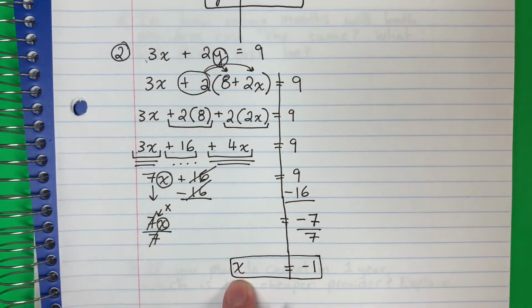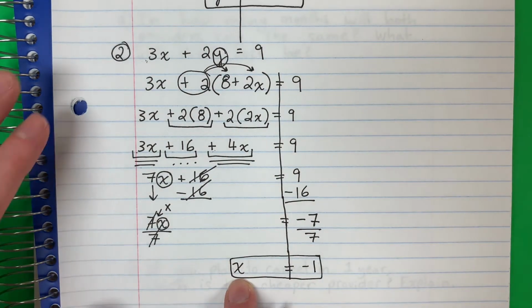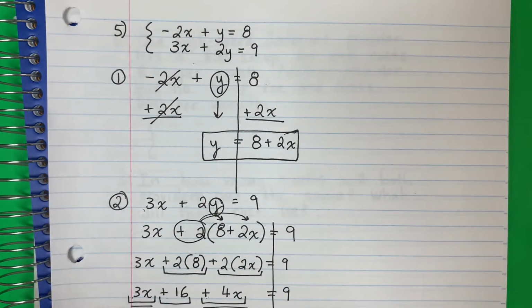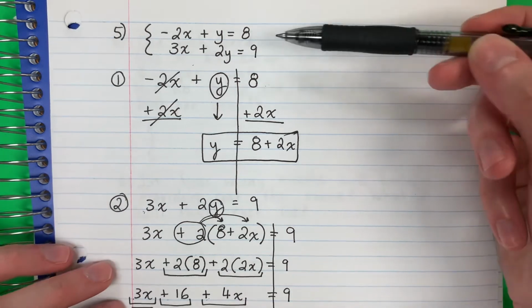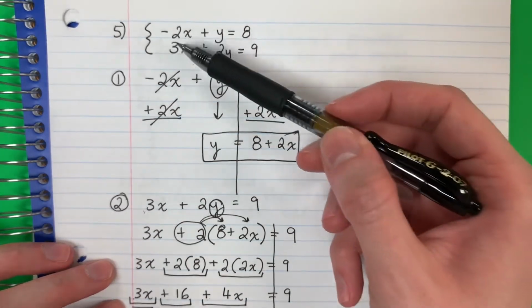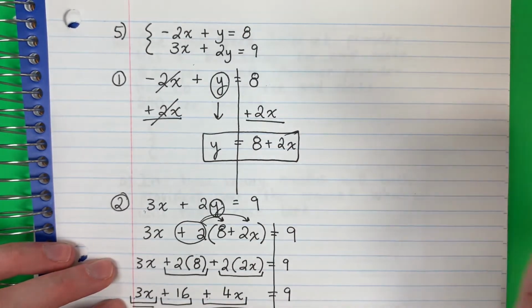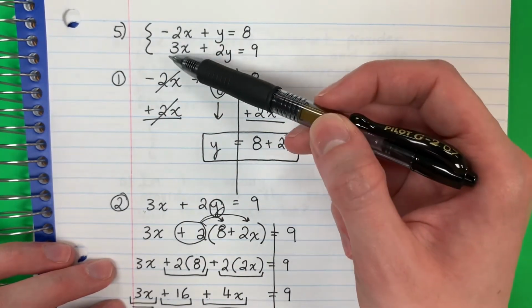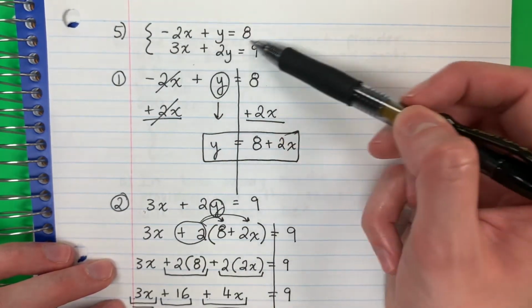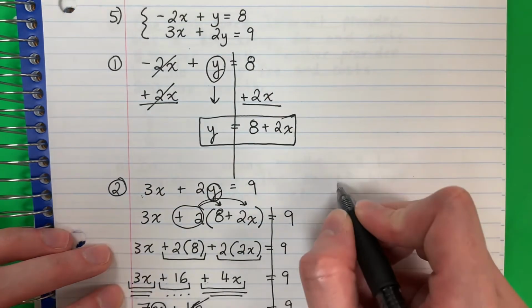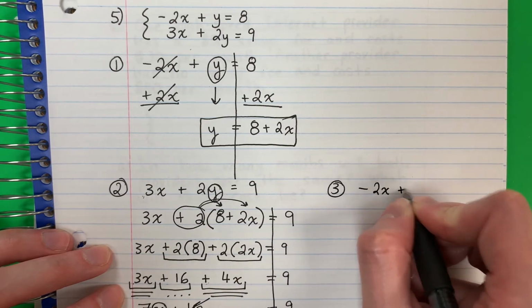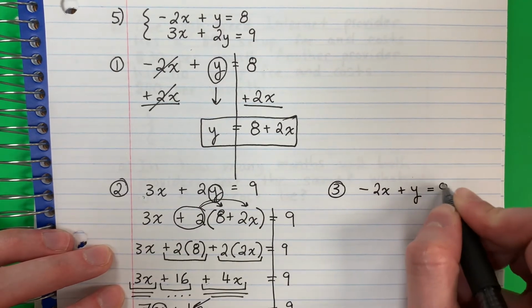Now I want y. Ahora quiero la y. So, which equation should I use? ¿Cuál ecuación voy a usar? Which one is easier? ¿Cuál es más fácil? The first one, because it has less numbers. La primera, porque tiene menor números. Here there's 2 numbers. Aquí hay 2 números. Here there's 3. Aquí hay 3. So we're going to use this one, la primera. So, number 3, I will copy -2x plus y equals 8.